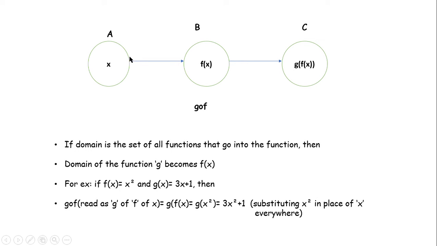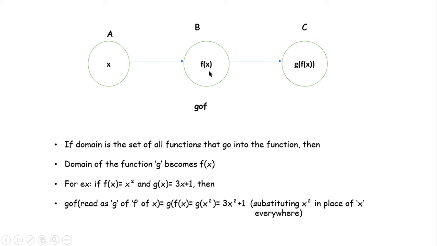Basically, the output from set B goes as the input into set C, and in return what we get is the composition of the functions f and g. So I can say that the codomain of function f goes into the function g as input. What is the domain of the function g? That is B. This becomes f of x. This is what we are doing here.